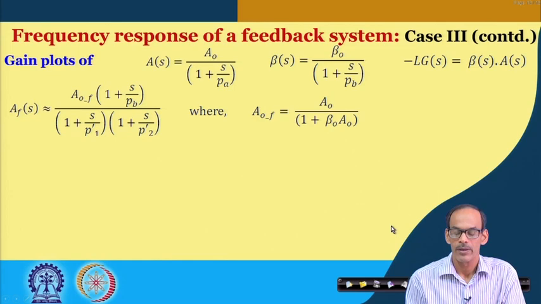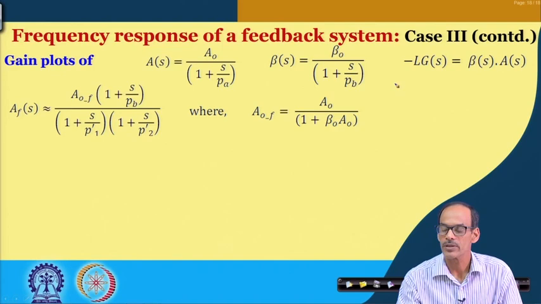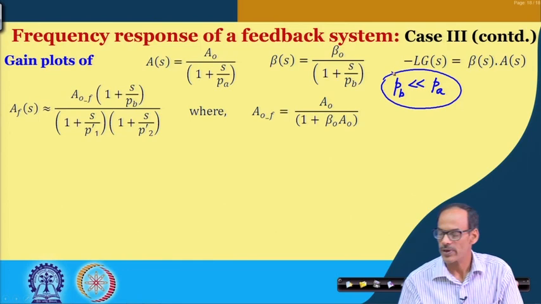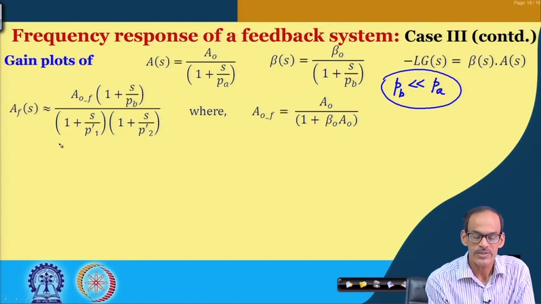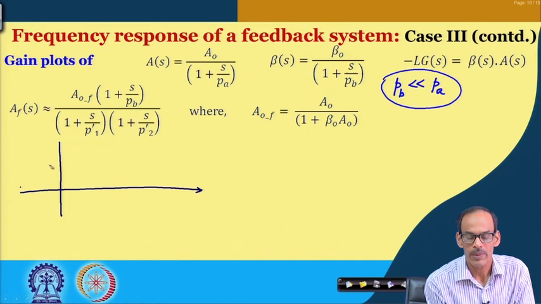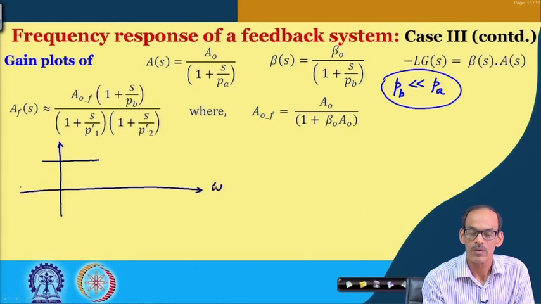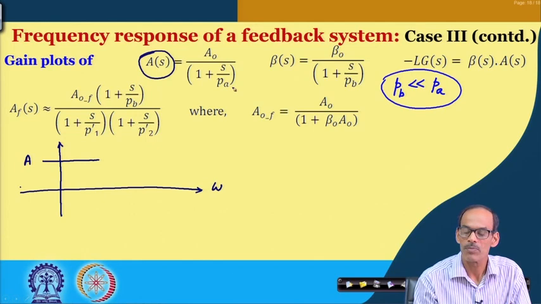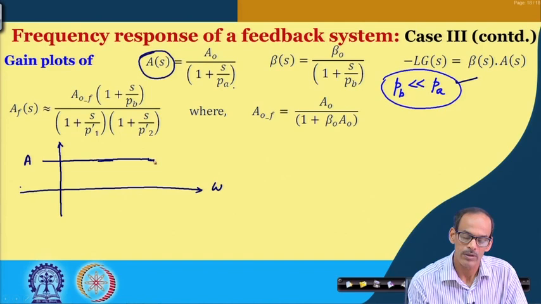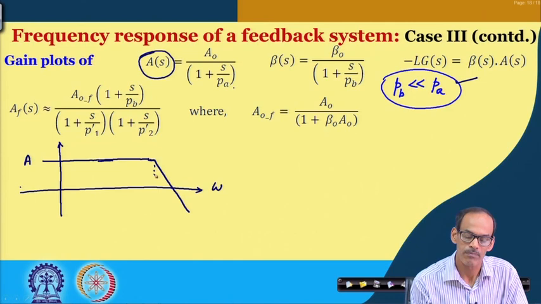So, here I assume that PB is much smaller than PA. And under this condition, if I try to sketch the Bode plot of, say, A, since A has only one pole, it has A naught gain, and then it has pole PA, but because of this condition, we are assuming that PA is quite far, and then we have this pole PA. So, this is PA.